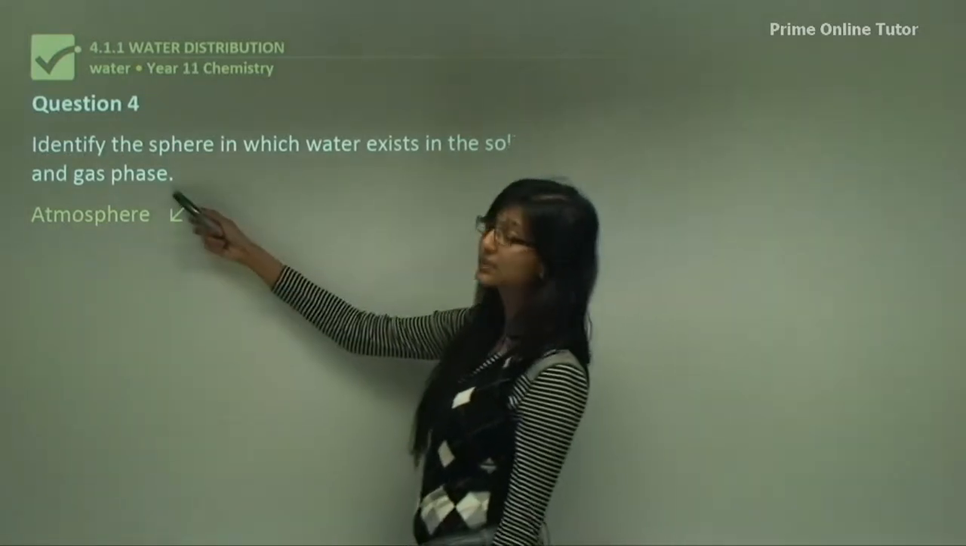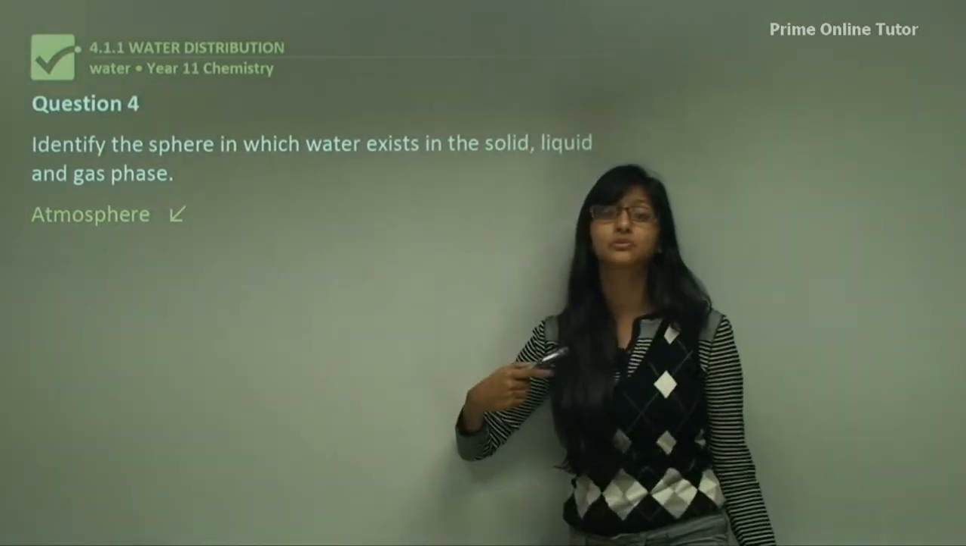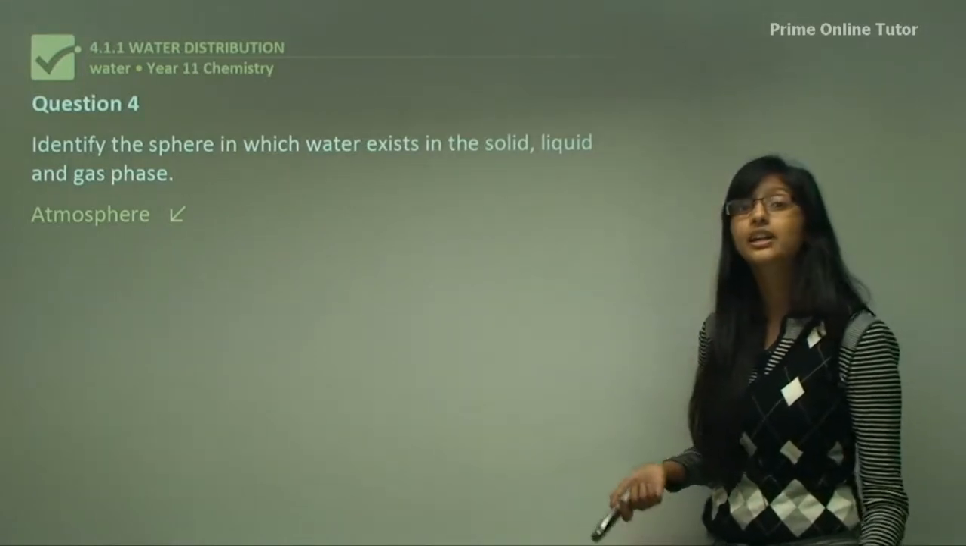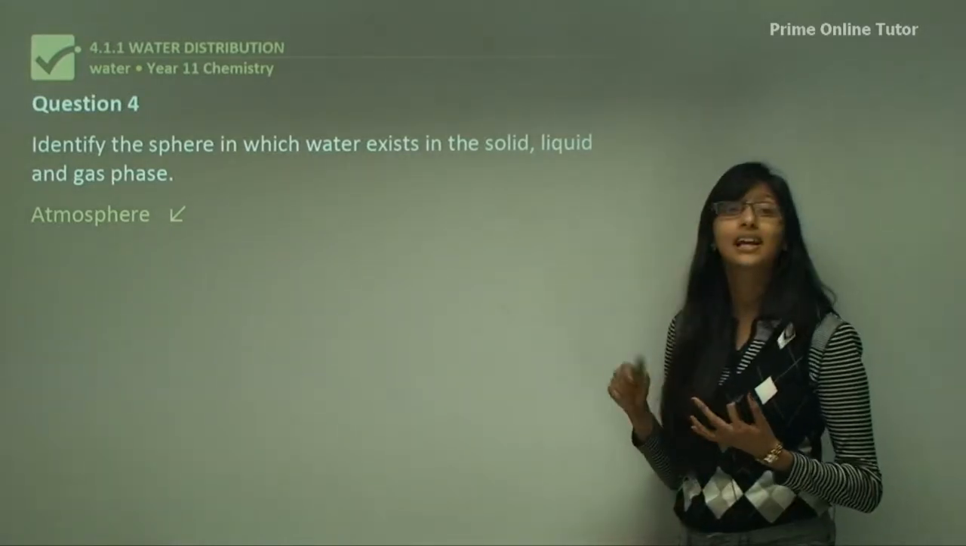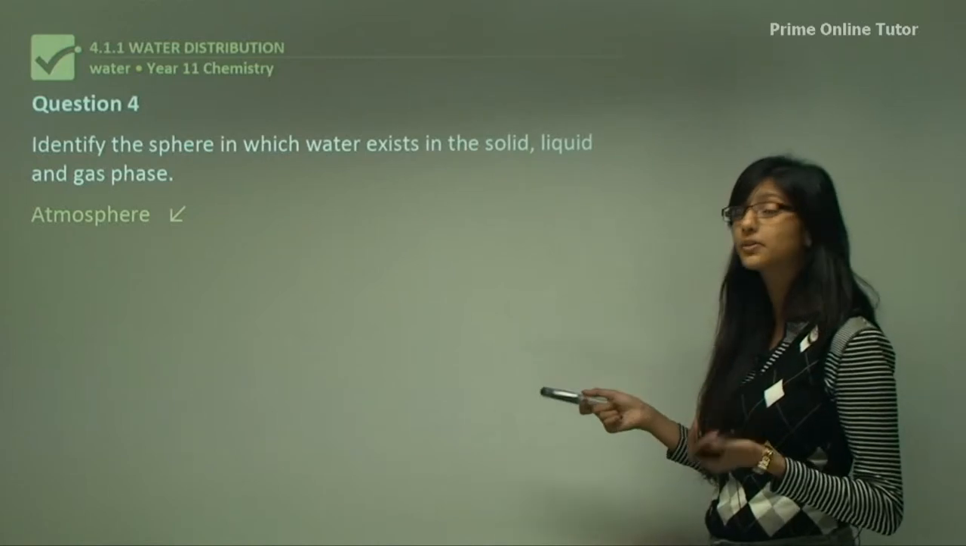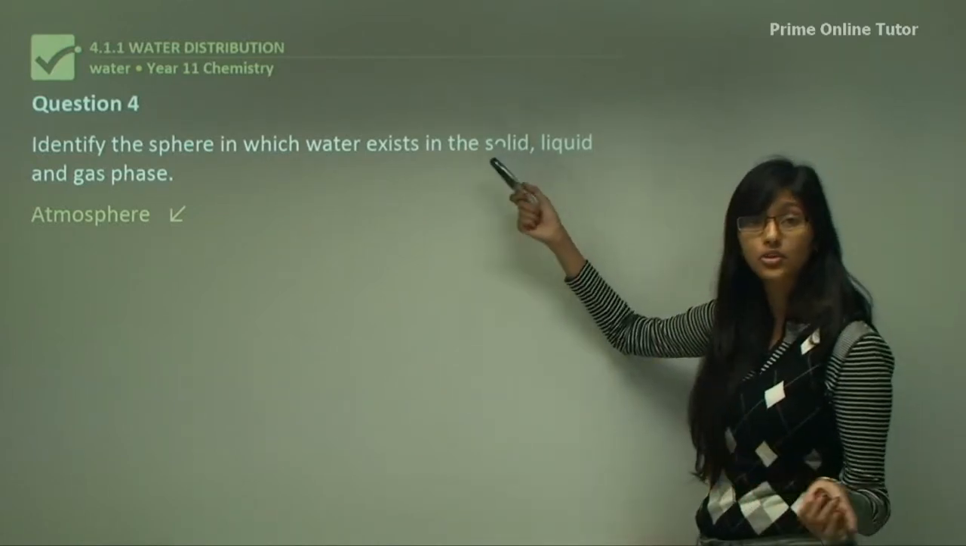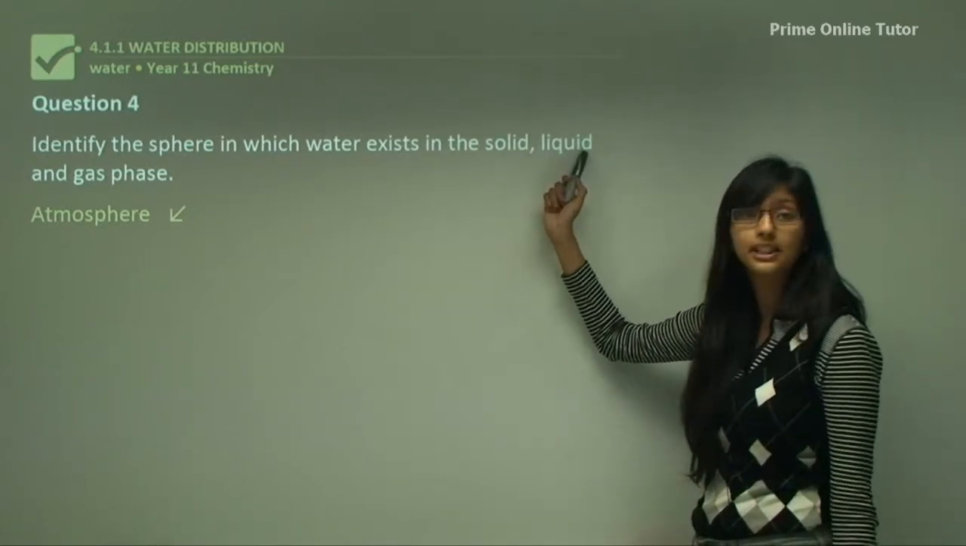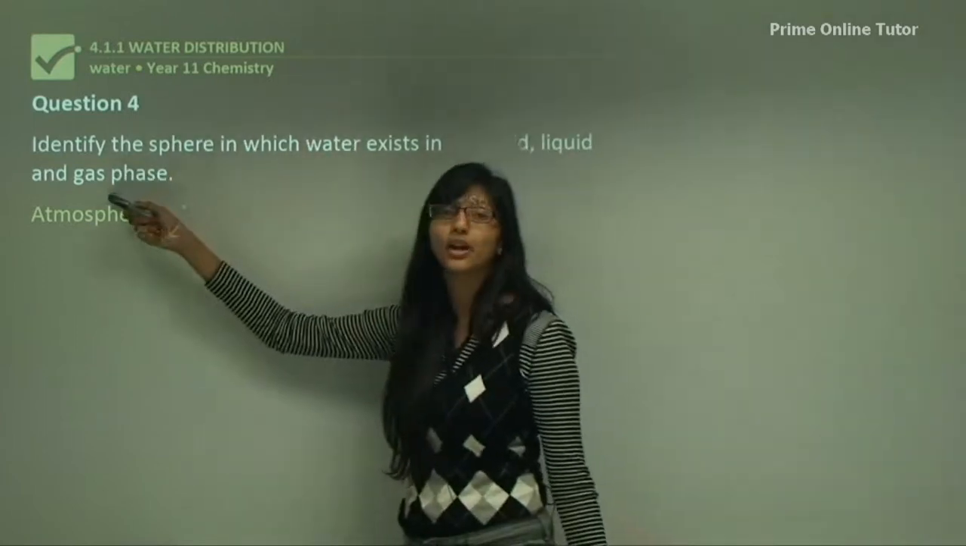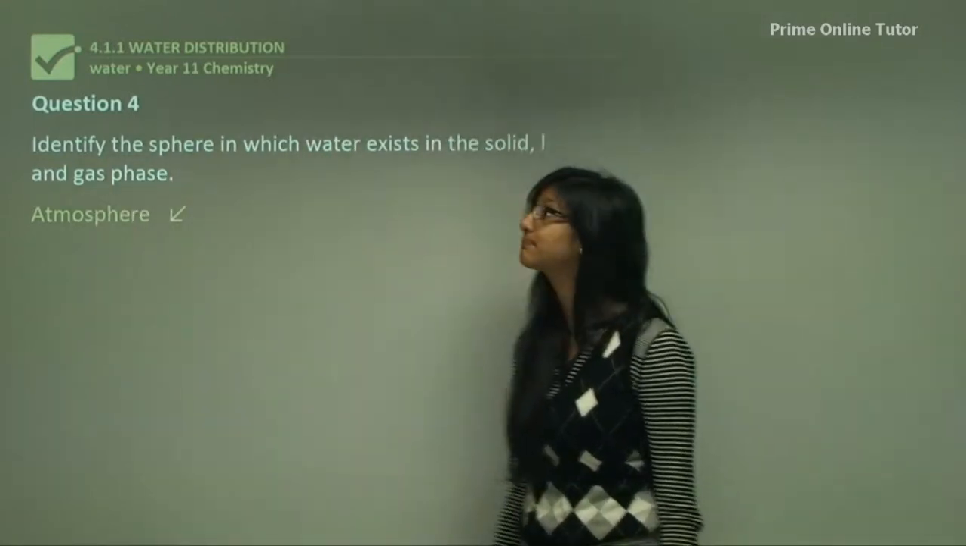And what about the gas phase? You know that we have water vapor in our atmosphere. So water exists in 3 different states in our atmosphere: as solid, hail or snow, as liquid droplets in clouds, or as water vapor in the gas phase.